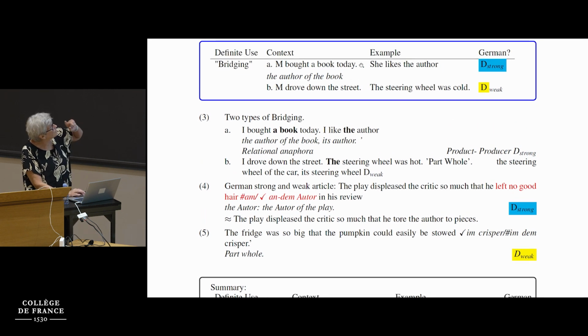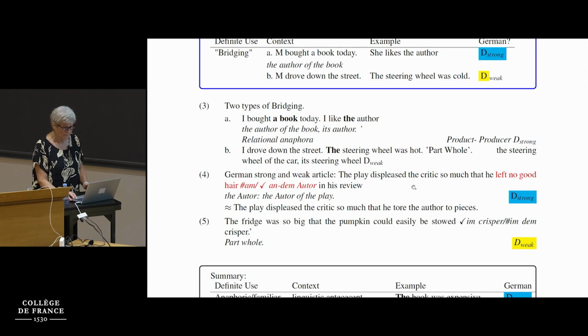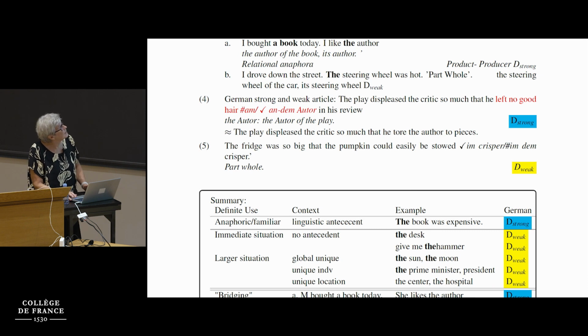So here we have a reminder of what the bridging context is. And then what we see is that the German article actually has a strong form of the determiner and a weak form of the determiner, that corresponds to these different types of bridging.